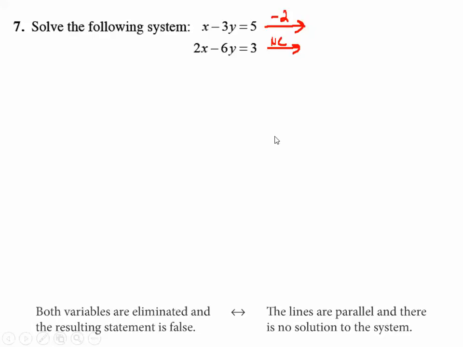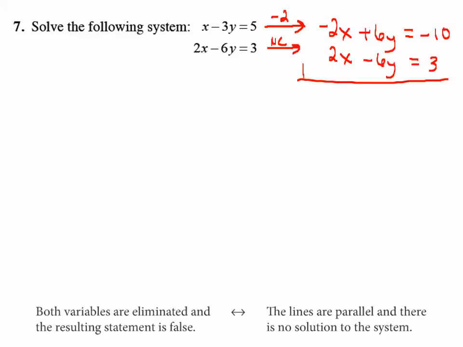Let's see what happens here. All right, so x times negative 2 is negative 2x. The negative 3 times negative 2 is a positive 6, so positive 6y, and 5 times negative 2 is negative 10. Awesome. Bottom equation stays the same, so 2x minus 6y equals 3. Awesome, there you go. So when you add this up, not only the x's cancel, which is exactly what we wanted, but the y's canceled.